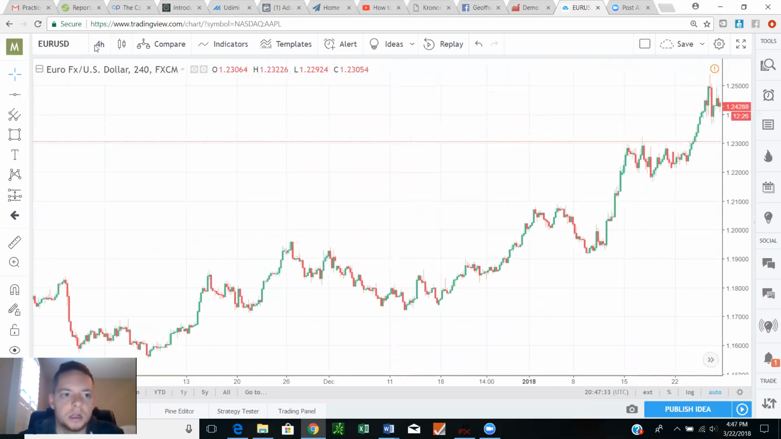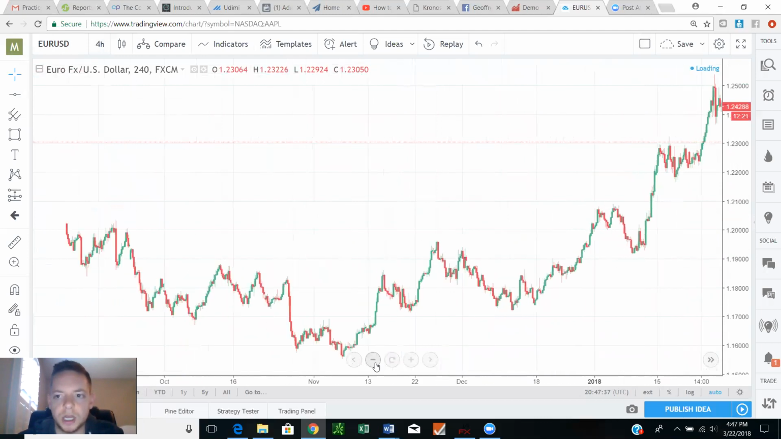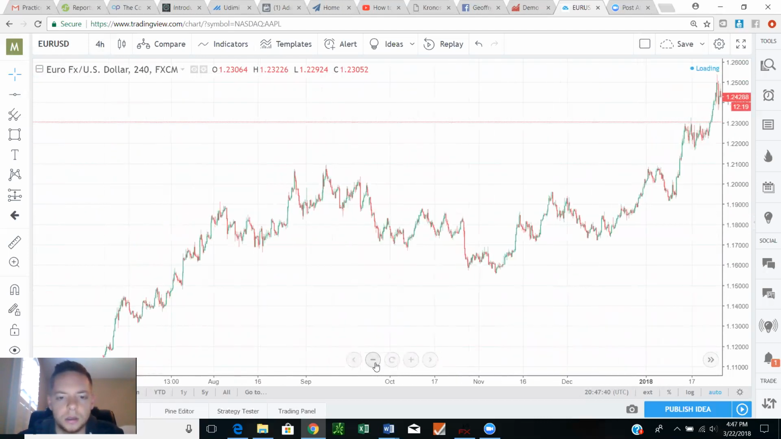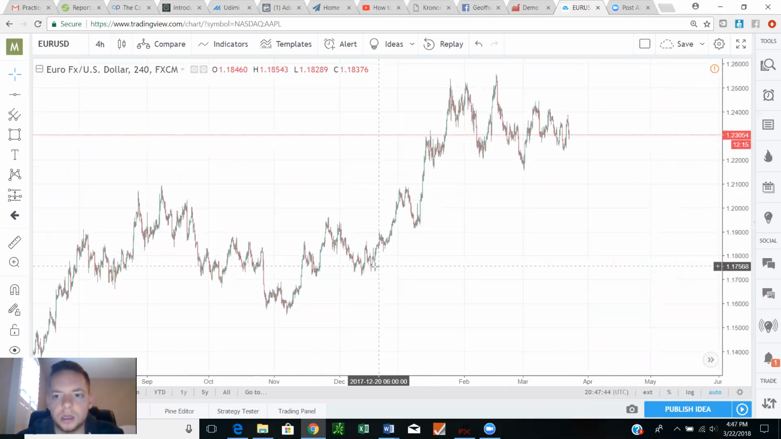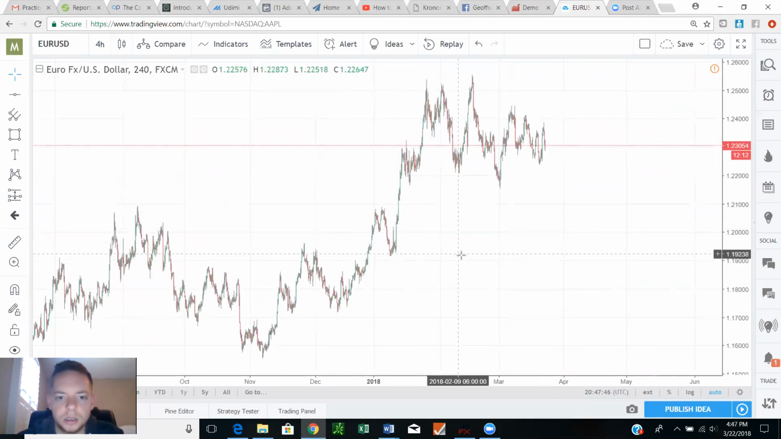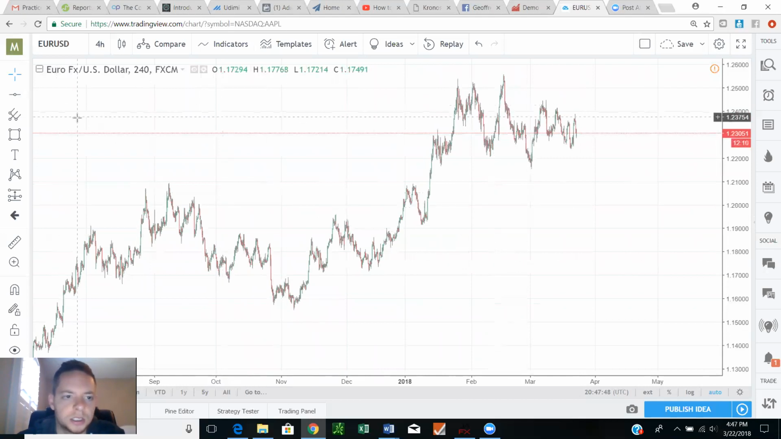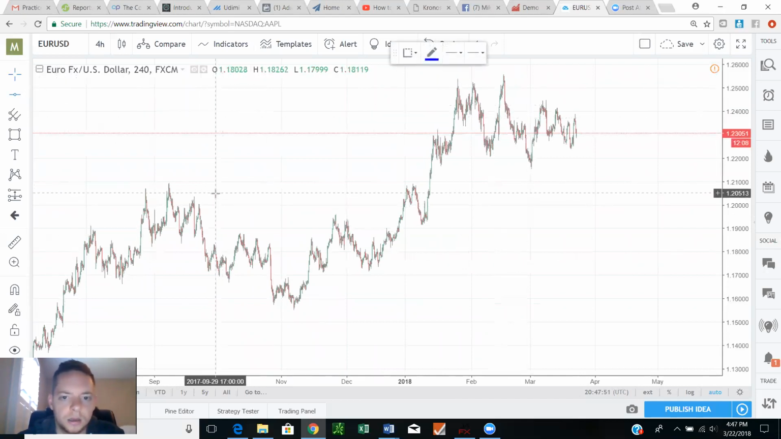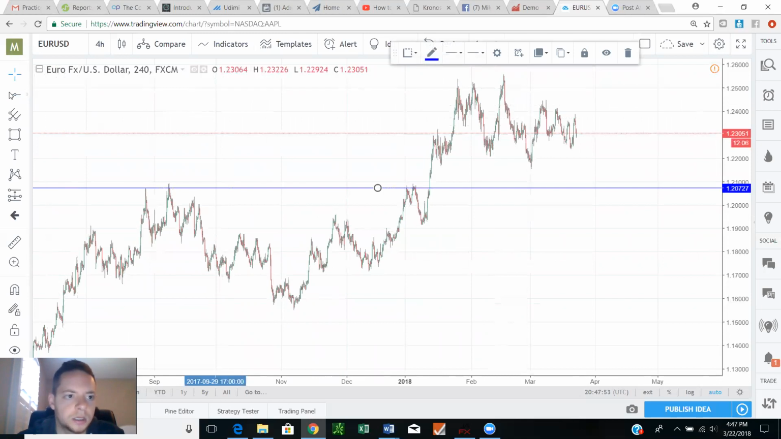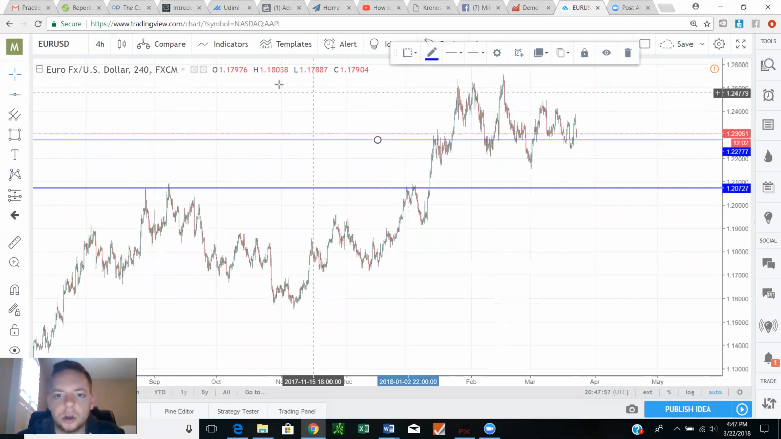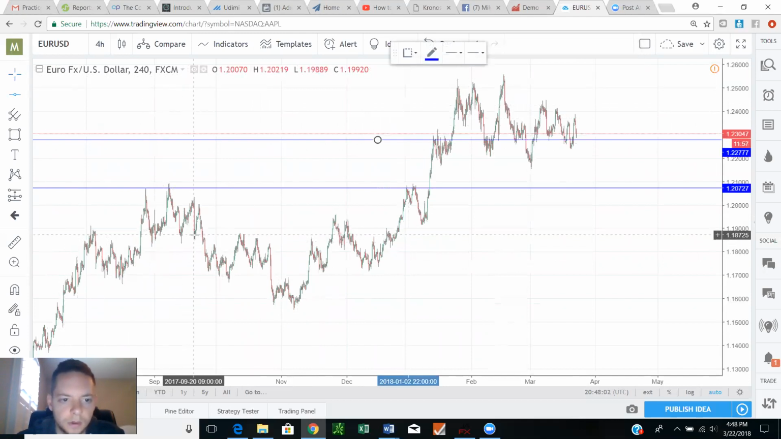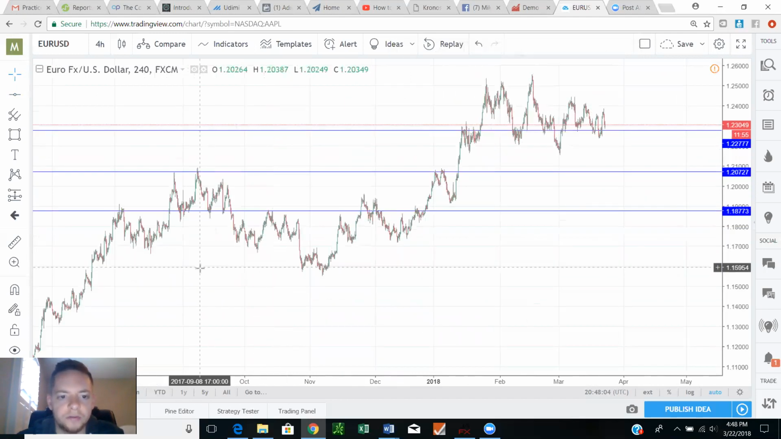Let's check out the euro versus the US dollar. You want to zoom out here and get a good look at this. You can see right here, these are areas. These are strong zones. We want to trade from zone to zone.